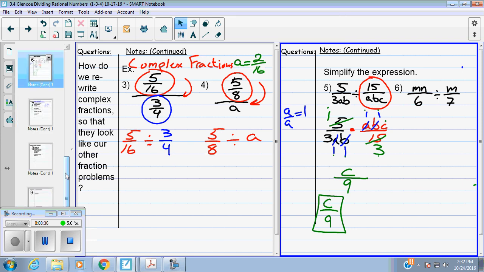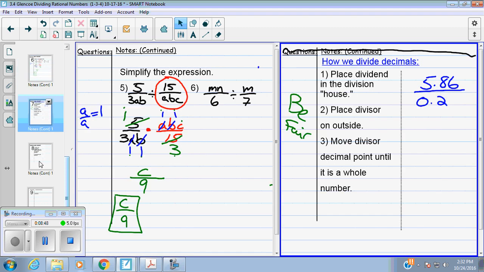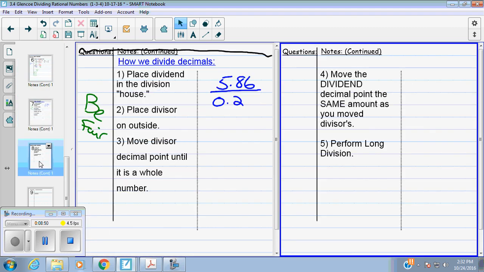These are the last 2 slides of the note. So like I said, we're going to focus this lesson on fractions. But rational numbers still could be decimals as well. So these last 2 slides are going to give you the steps for dividing decimals. Please pause here, and then I'll go over it.